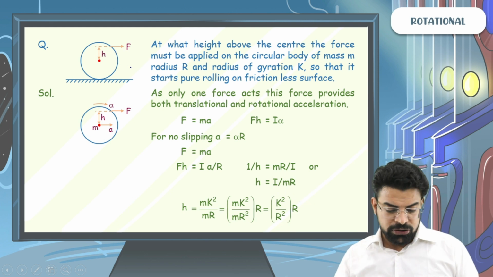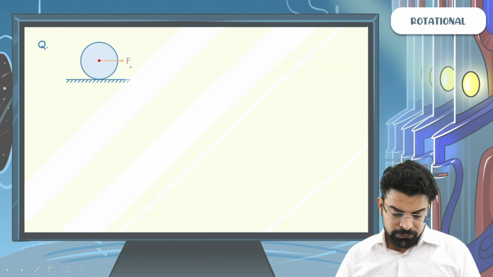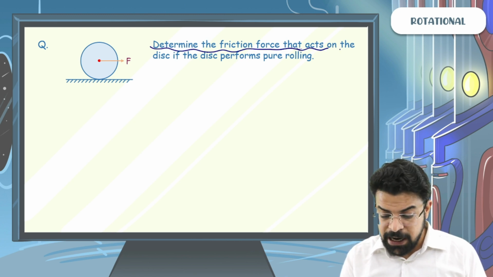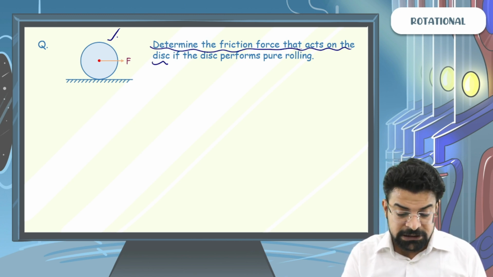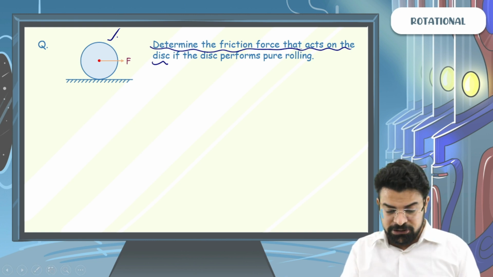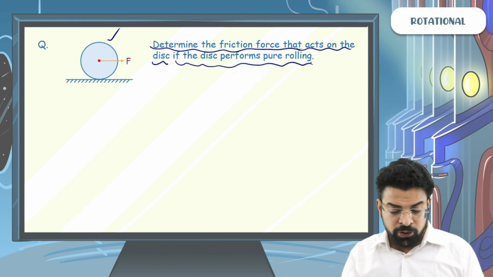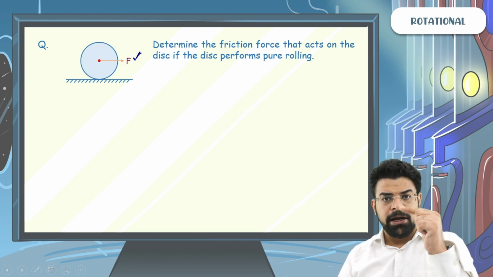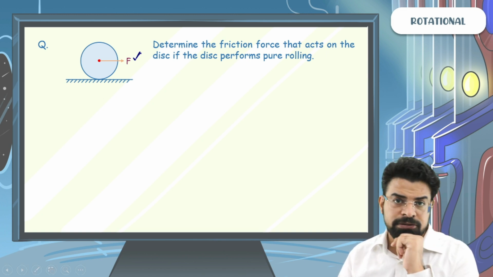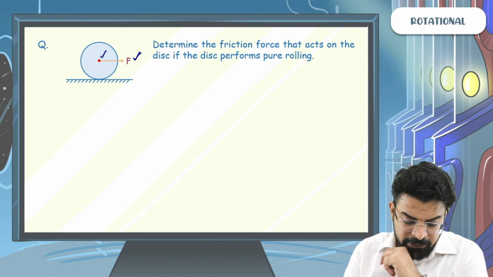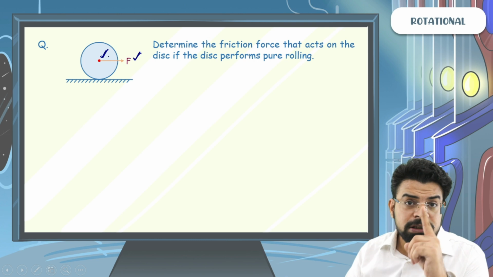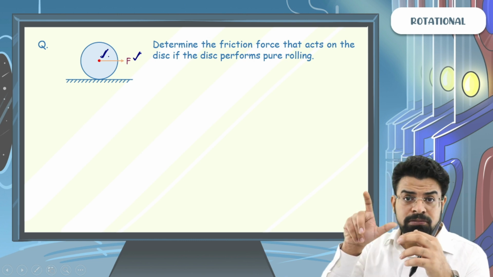So the next question is, determine the friction force that acts on the disc. So this circular object they have mentioned is a disc, and the disc performs pure rolling. Here we have a disc and we have applied a force at the center of the disc. Since we have applied a force passing through the center of mass of the disc, this force does not provide any torque, right?